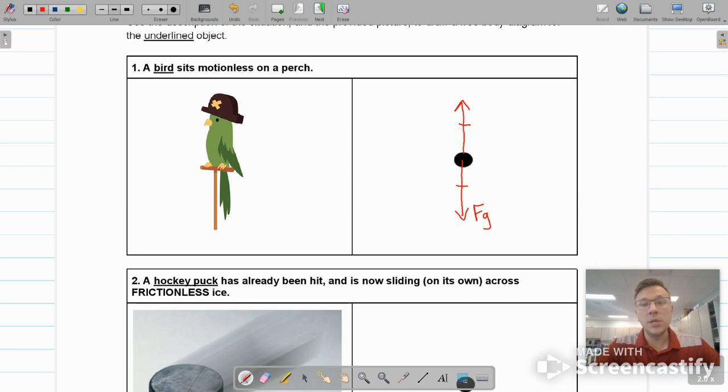Now, the upward force would be a contact force between the bird and the perch that it is sitting on. And it is a reaction to the bird pushing down on the perch, and that is a normal force. Okay. There are no horizontal forces acting on the bird here, nothing pushing it or pulling it left or right, so we are good to move on here.